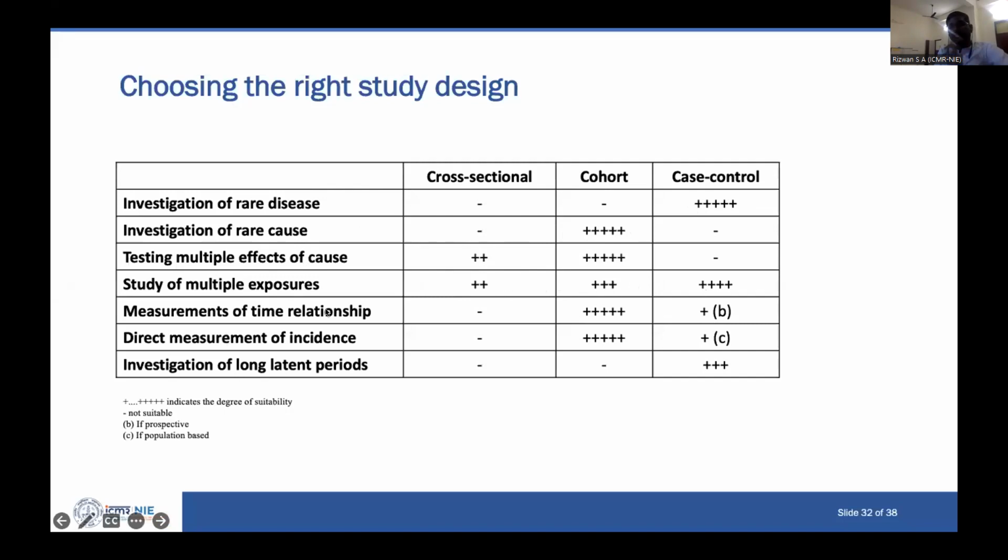Measurement of time relationship: we all know only cohort studies can establish the time sequence properly. So you have to go for a cohort study. If you want to measure incidence directly, of course, you have to go for cohort studies. In some situations you can do case control, but for the time being, please note that it is only for cohort studies. And if you are looking at investigation of long latent periods, then of course you have to go for a case control study.